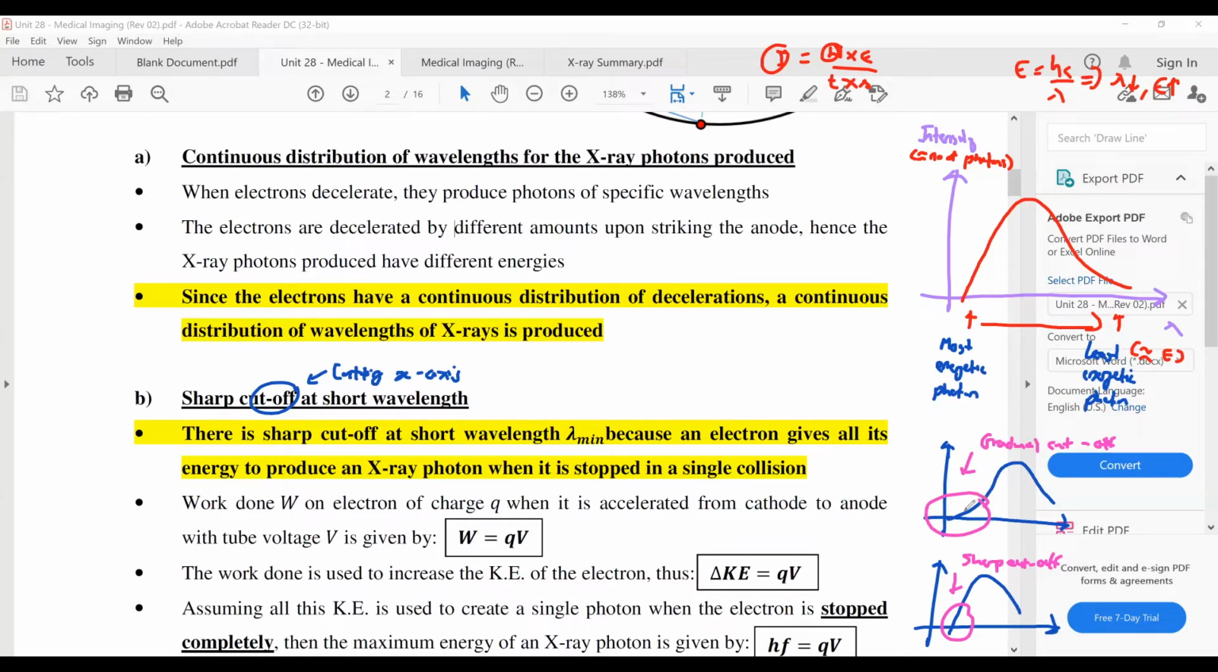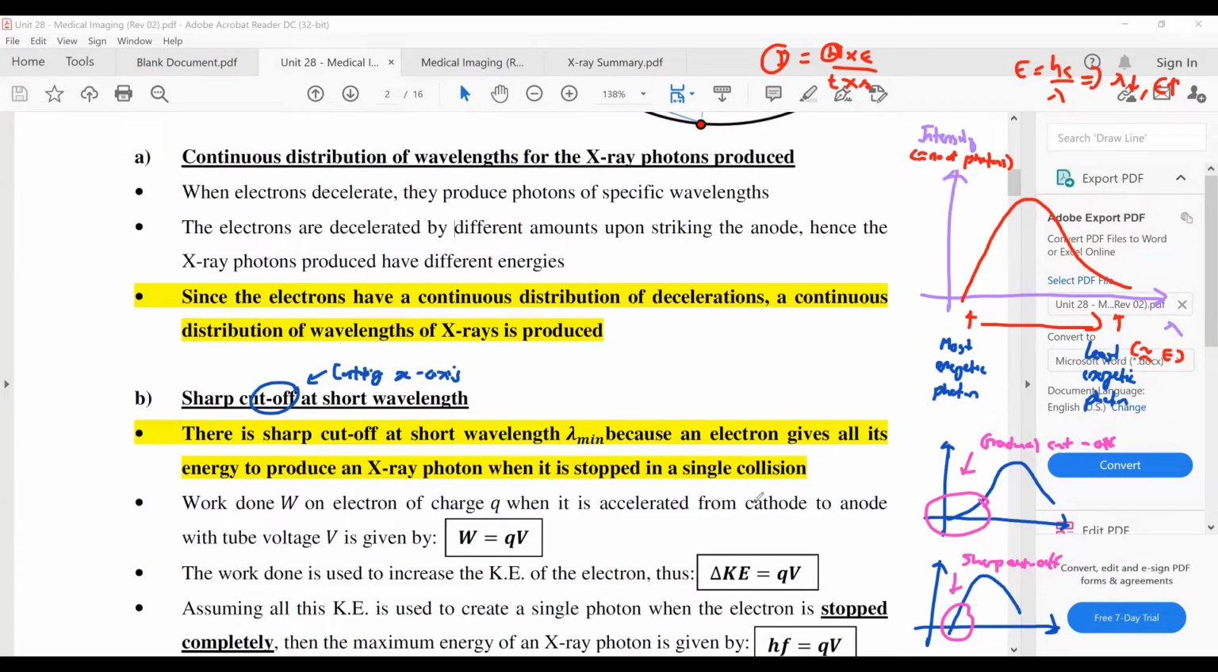It does so very, very slowly, leading to the cutoff. But sharp cutoff is this. It doesn't do so very slowly. It just almost immediately drops and cuts the x-axis. So the question here is, why does it just suddenly cut off like this? You can think of the sharp cutoff here as being due to the electron being stopped in a single collision to give out all its energy to produce an X-ray photon. That is how the sharp cutoff is produced. Your question papers would like to ask you, why is there always a sharp cutoff in the diagram?